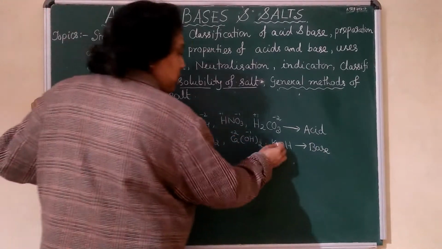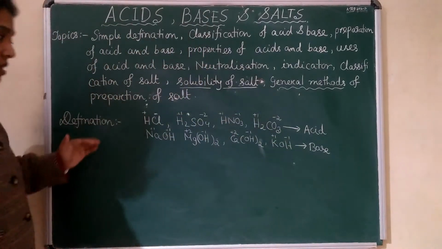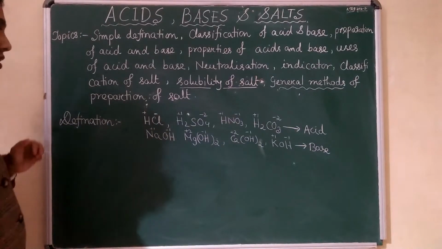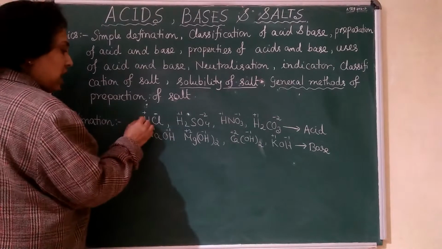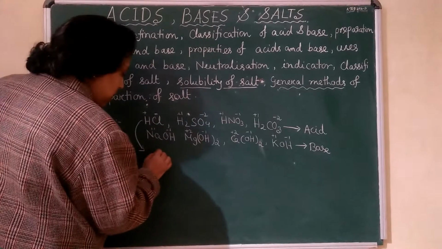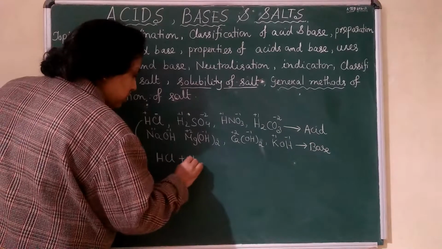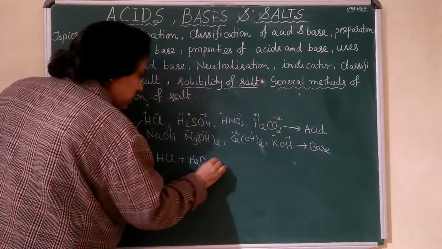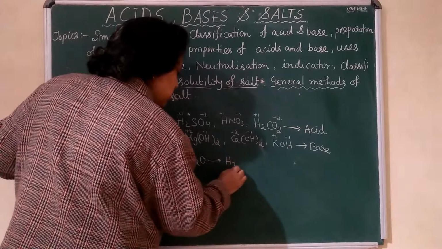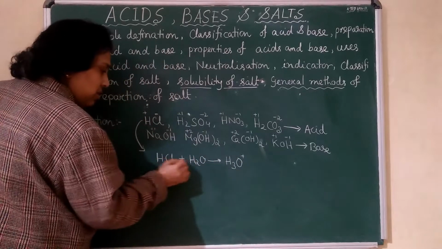Hydroxide minus 1. Potassium plus 1, hydroxide minus 1. When this one dissociates, that means acid. When an acid is dissolved in water, what will happen? HCl, when it is dissolved in water, you are getting H3O plus. It will dissociate.